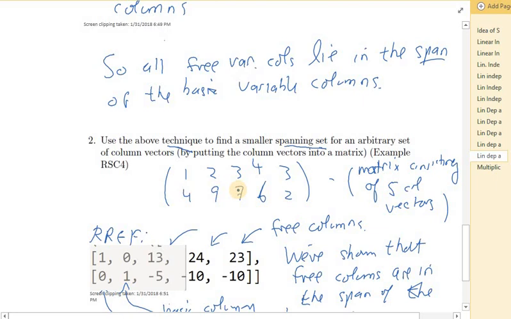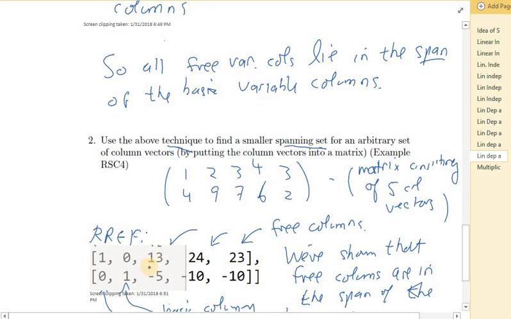Now I want to find a set of columns such that I can express all columns as linear combinations of those columns. That's what a spanning set is. It's a set of vectors whose linear combinations give all of the vectors in the set. So here I've got my 5 vectors, and I want to reduce it down to a smaller number of vectors that span all these 5 vectors.